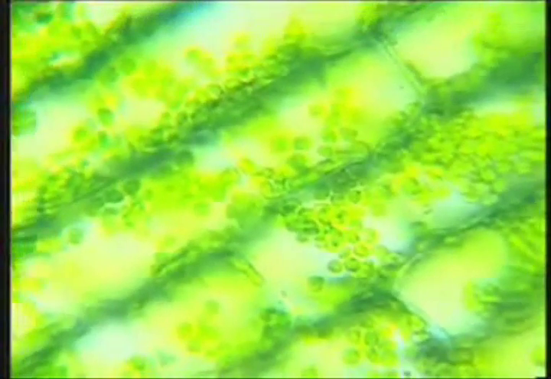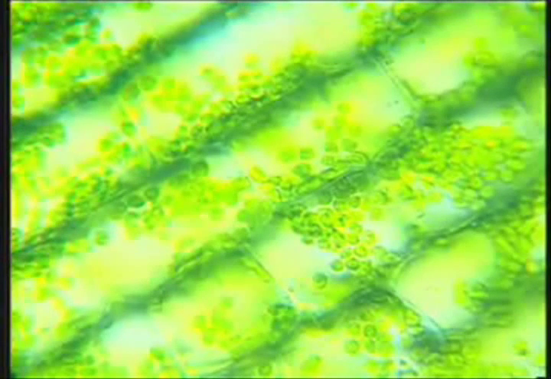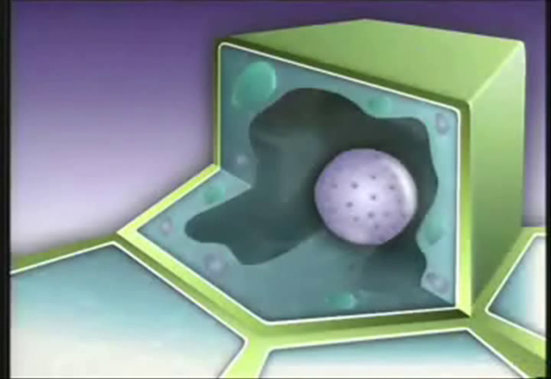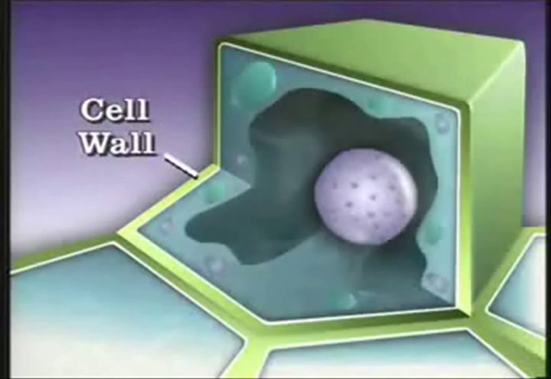Plant cells share many of the same features as animal cells. They too have a nucleus, mitochondria, endoplasmic reticulum, Golgi bodies, and lysosomes. But plant cells are different from animal cells in other respects. Plant cells, like animal cells, have a cell membrane, but they also have a thick cell wall surrounding this membrane.